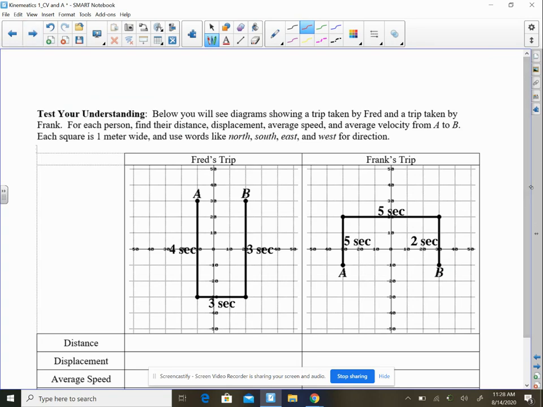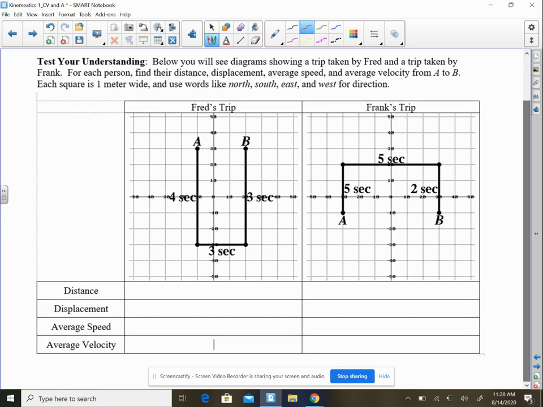Let's test your understanding with Fred and Frank. Here on a grid, we have marked Fred and Frank's trips, and each square is only 1 meter wide. Let's talk about the distance, displacement, average speed and velocity of each of those guys. Go ahead and pause and write down the distance, displacement, speed, and velocity of both, and then we'll go over the answers.